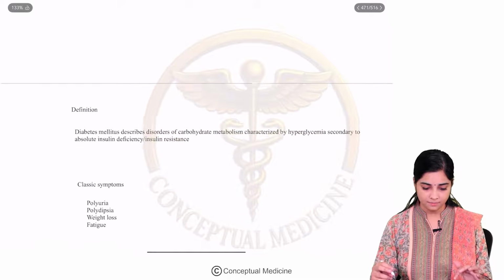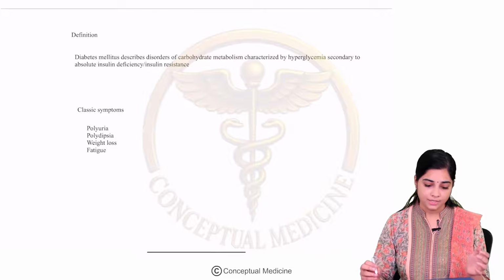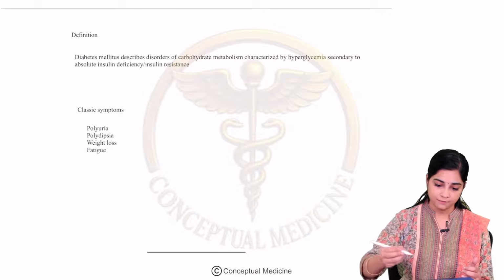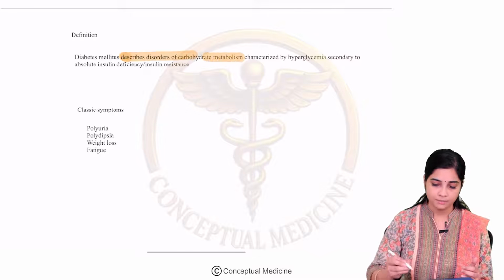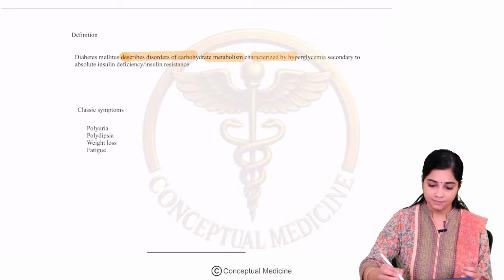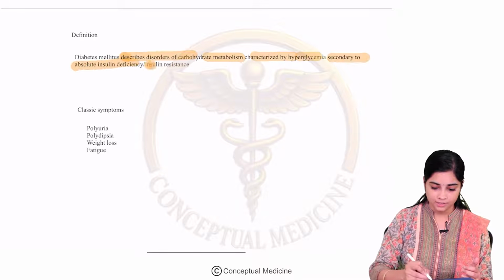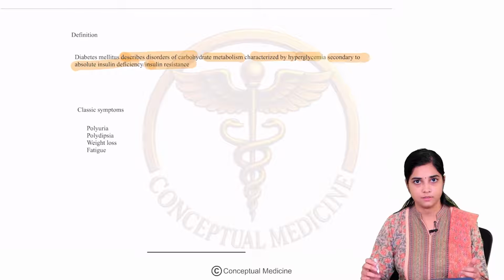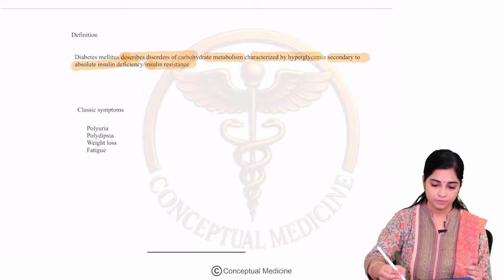Okay, so let's begin. What is diabetes mellitus? Diabetes mellitus is basically defined as a group of disorders of carbohydrate metabolism which is characterized by hyperglycemia secondary to absolute insulin deficiency or insulin resistance. Let us look at this definition word by word.